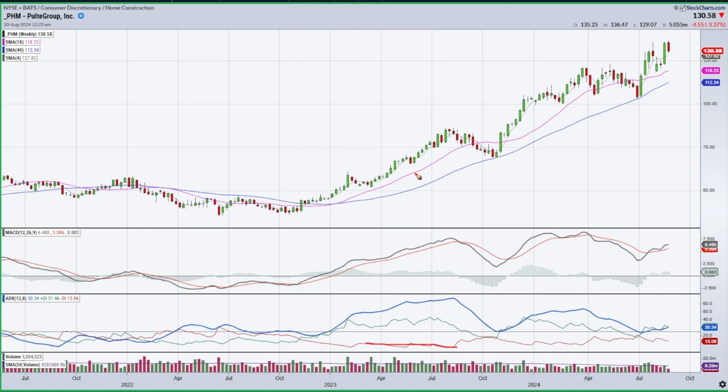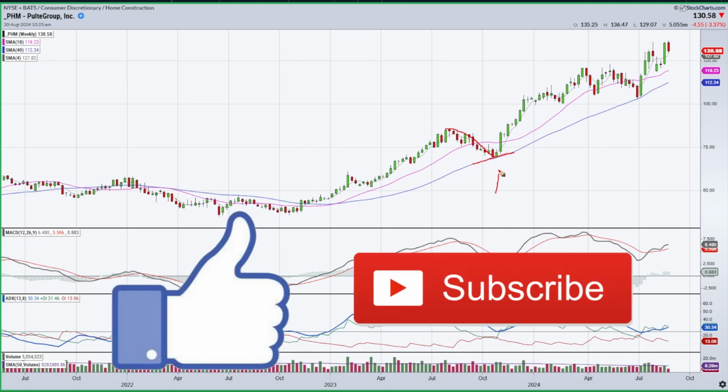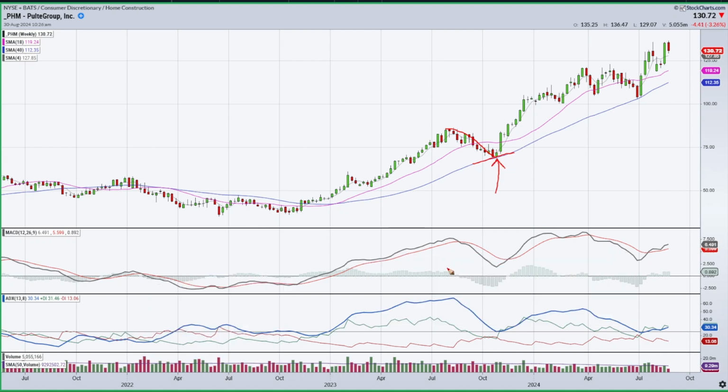Bears are very weak. All right, and then we go through a correction. Now it turns into an ABC correction because it doesn't hold the 18. It comes all the way down to the 40. All right, we get a 40 correction.